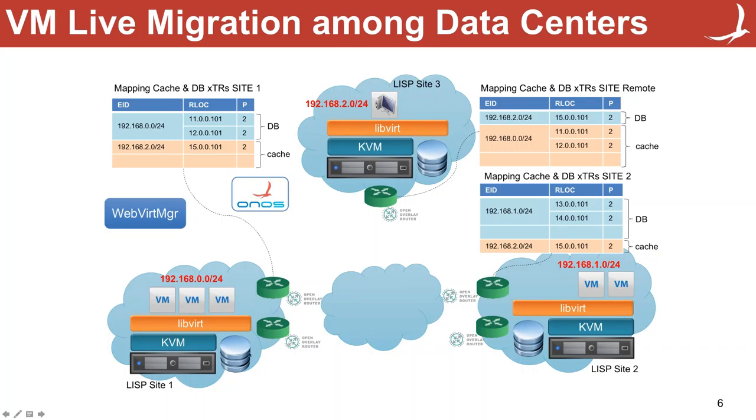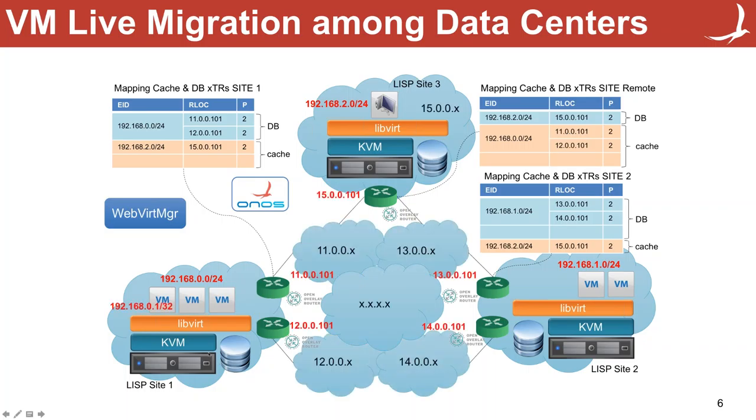3. So LISP site 1 and 2 have virtual machines and hypervisors. So in this demo, we're going to migrate virtual machine 1 from LISP site 1 to LISP site 2. And during that time, we're going to ping from LISP site 3 as a client to this VM and see the service disruption time. As a first step, we assume that the LISP site 1 and 2 data centers are just connected through the internet. And the client is periodically pinged from LISP site 3 to this VM in LISP site 1.